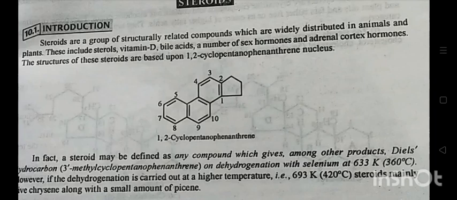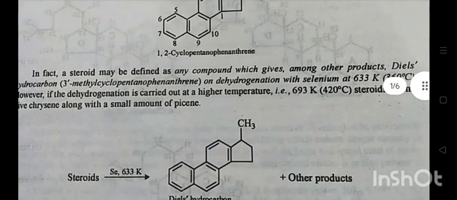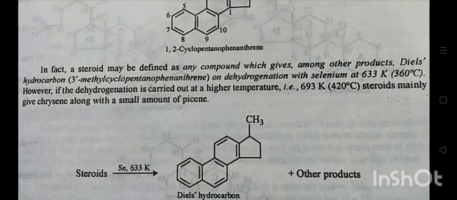The structures of these steroids are based upon the 1,2-cyclopentanophenanthrene nucleus. Here is the structure of 1,2-cyclopentanophenanthrene. In fact, a steroid may be defined as any compound which gives, among other products, Diels hydrocarbon, 3-methylcyclopentanophenanthrene, on dehydrogenation with selenium at 633 Kelvin, that is 360 degrees Celsius.